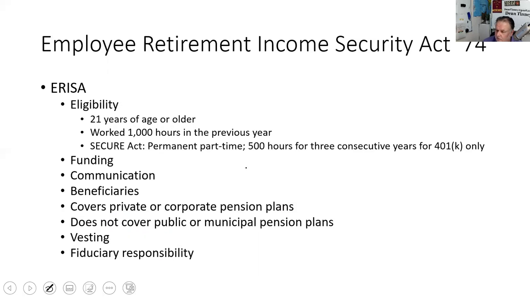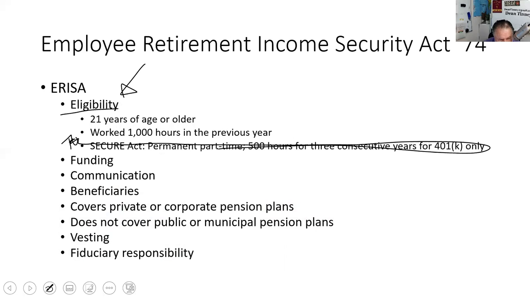And ERISA says you have to tell your employees how they become eligible. It doesn't do you any good to have a pension plan that you don't know anything about. So we say 21 years of age, 1,000 hours, you become eligible to participate in our pension plan. How do we fund it? Remember, do we fund it with a percentage of the profits? We have to communicate with our people.